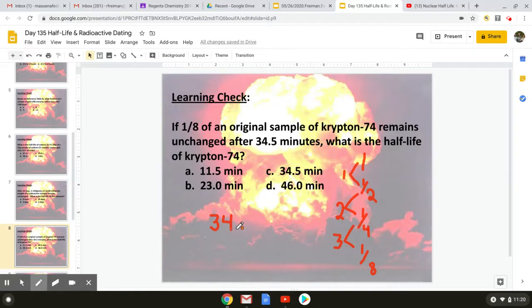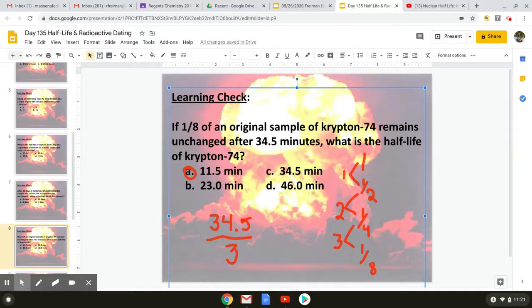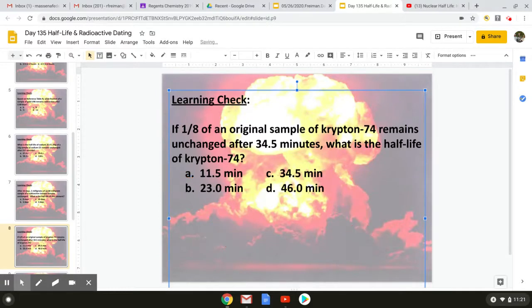So if you did 34.5 divided by the number of half-lives, which when I count the number of half-lives, it was 3. 34.5 divided by 3 should give us 11.5, somewhere near 11. So 11.5 minutes for each half-life of Krypton 74. So this is just a way of doing math problems. You're just doing proportions, halves of halves of halves of halves. That's all. Whoops, I just moved everything.